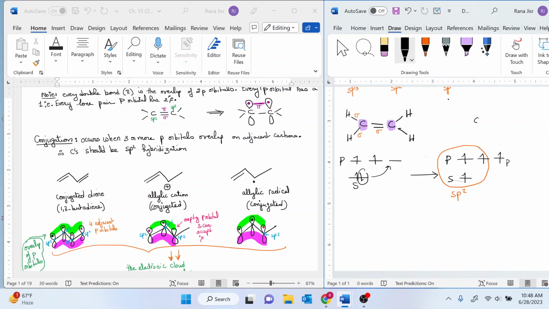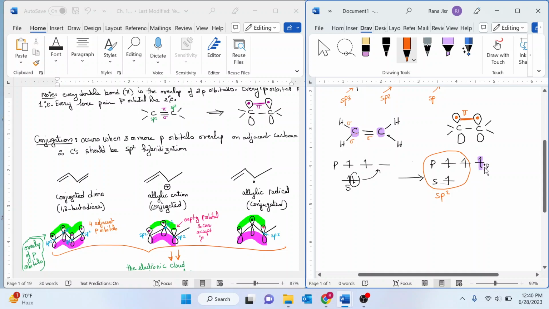Let's draw the valence shell representation for the p orbital in there. So I do have a p orbital on this carbon and a p orbital on this carbon. Notice that the p orbital here has one electron. So I will have one electron from this carbon and one electron from this carbon. These two are going to overlap with each other and they are going to make a pi bond.